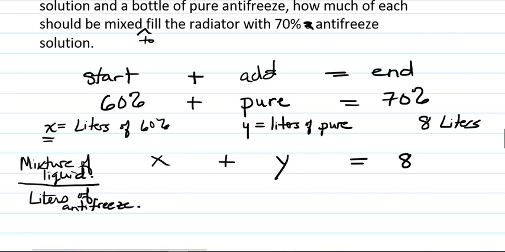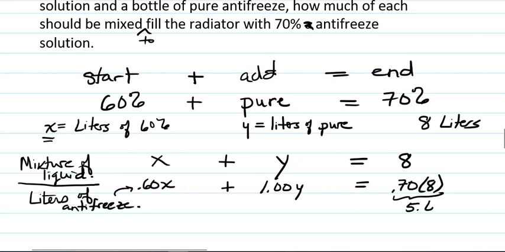So how much antifreeze is in the X liters we're starting with? Well, that's 60% of X, or 0.60 of X. 60% of it is antifreeze. Plus, how much antifreeze is going to be added to that? Well, we're adding pure antifreeze, so all Y liters. You can think of it as 100% of Y. 1.00 times Y would be the decimal form of 100% times Y, or you can just write y, because 1 times y is just y. And then we want to end up with 70% of 8, which we already said before was 5.6.